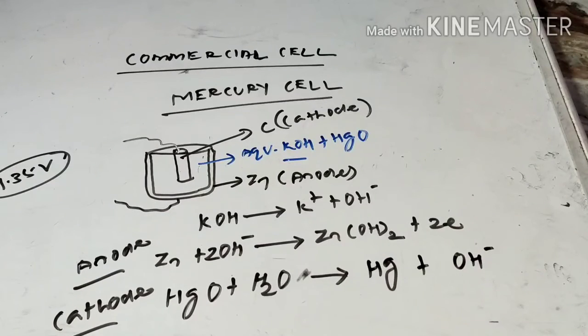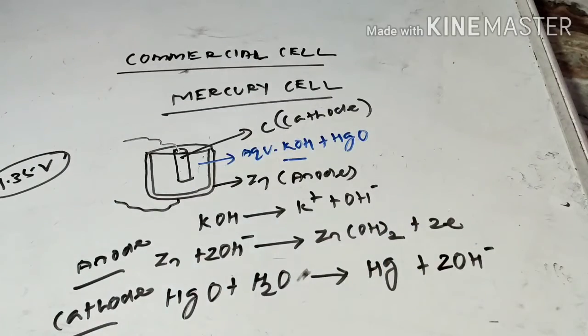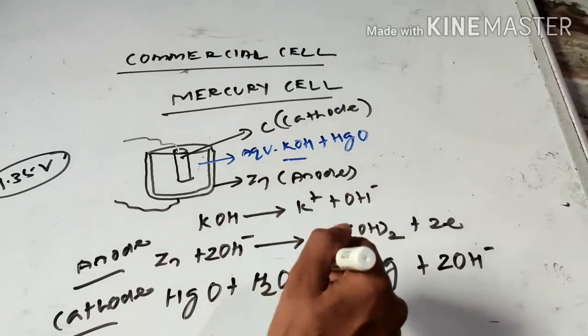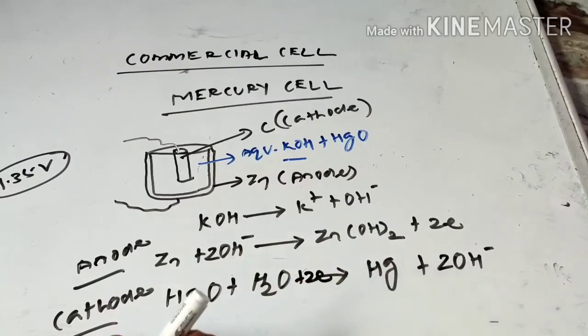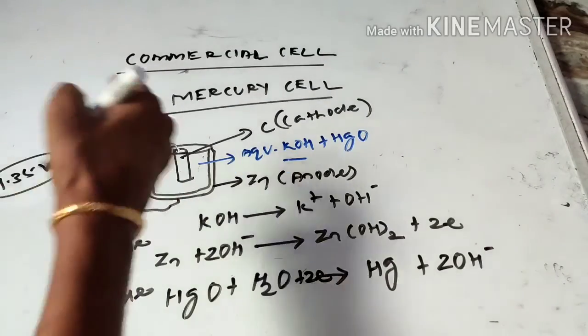Here the mercury oxidation number is +2 and here the mercury oxidation number is 0. So mercury undergoes reduction, and to balance it, oxygen is 2, so here I will write 2, hydrogen is 2, hydrogen is 2, balanced. So here we will add 2 electrons. That indicates that the mercury undergoes reduction due to the flow of electrons from zinc to the carbon rod.